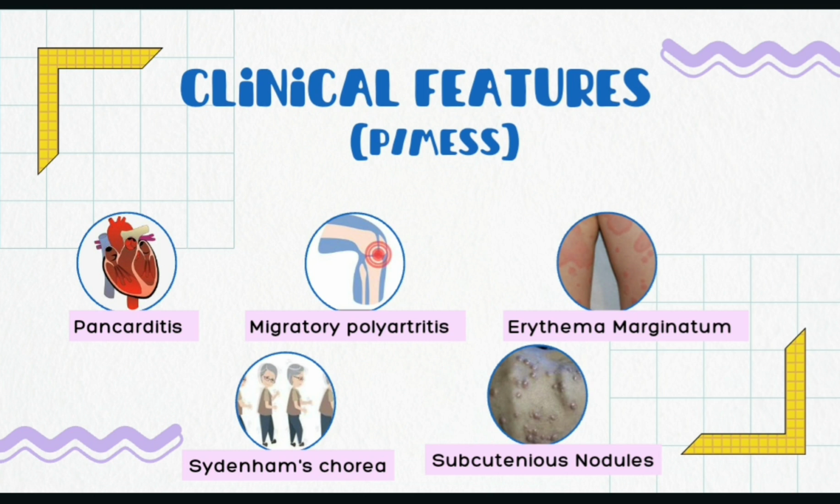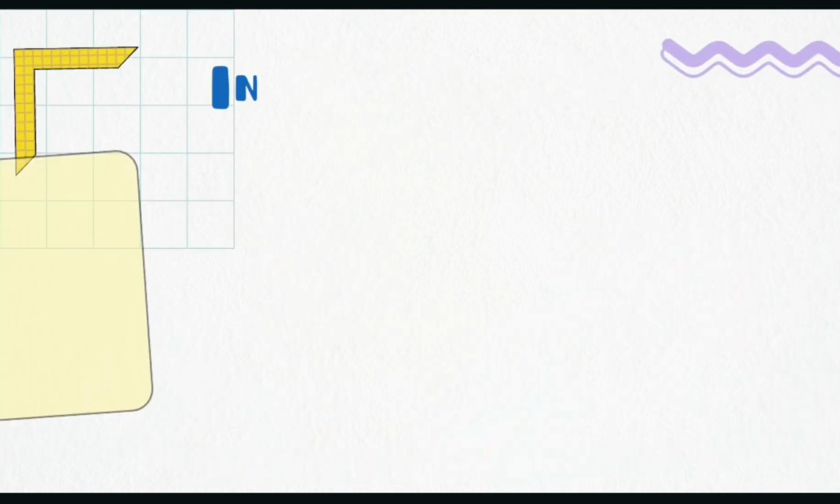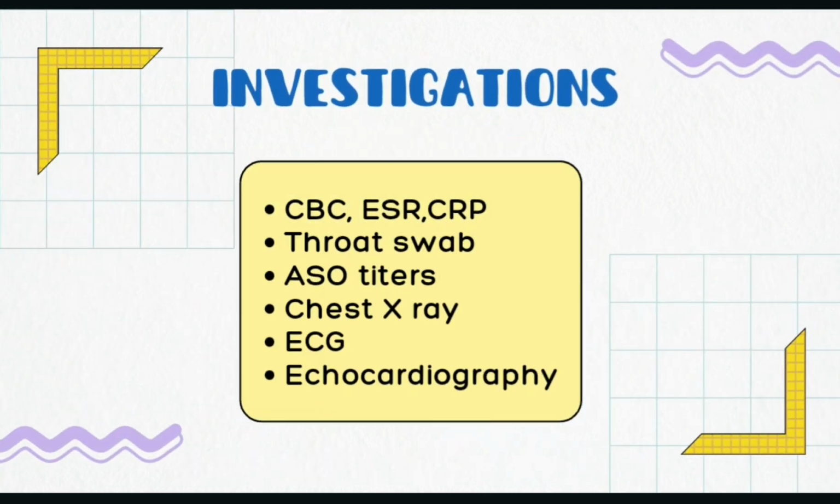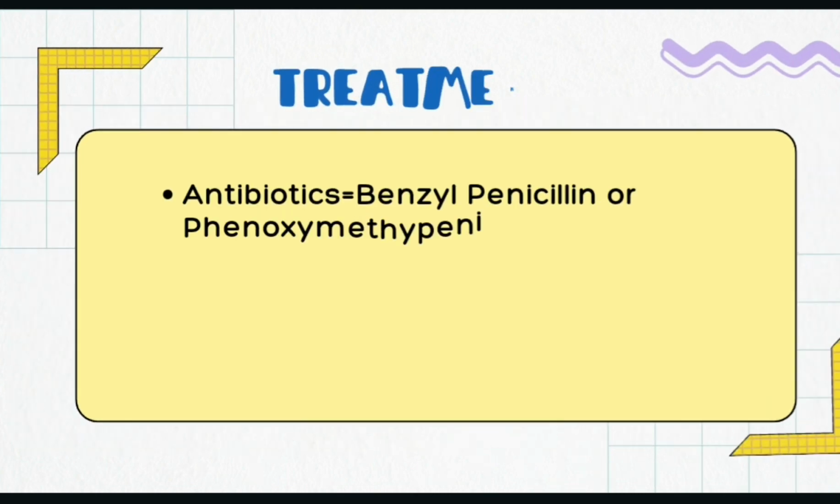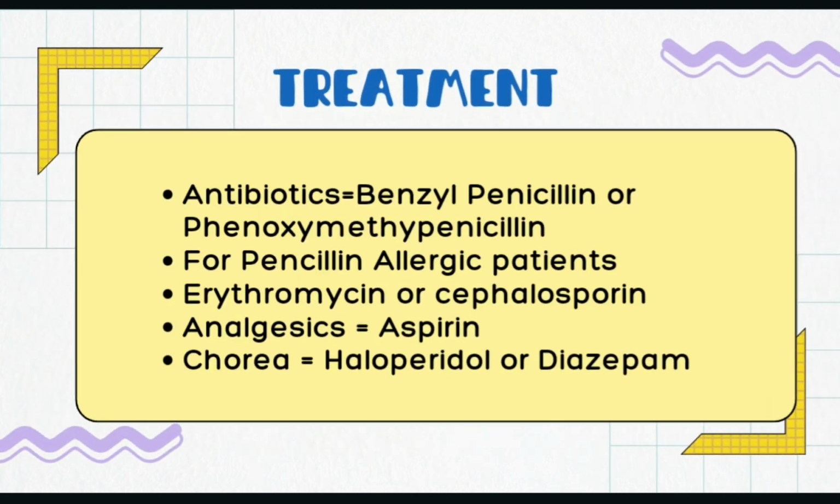And Sydenham's chorea. Special type of murmur in rheumatic heart disease, Carey-Coombs murmur. Investigations required for diagnosis are CBC, ESR, CRP, throat swab, ASO titers, chest X-ray, ECG, echocardiography. Treatment includes antibiotics: benzyl penicillin or phenoxymethylpenicillin.